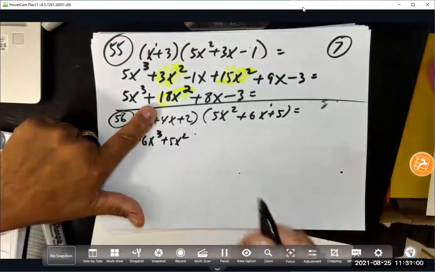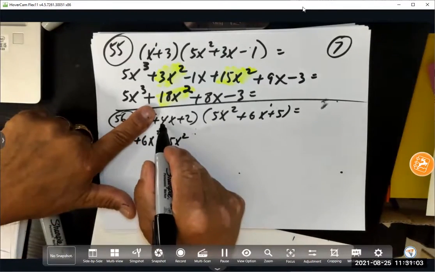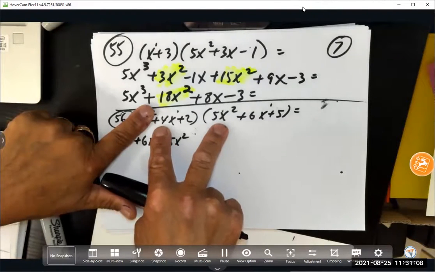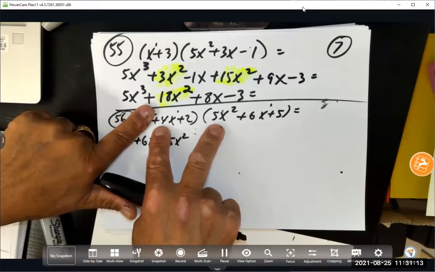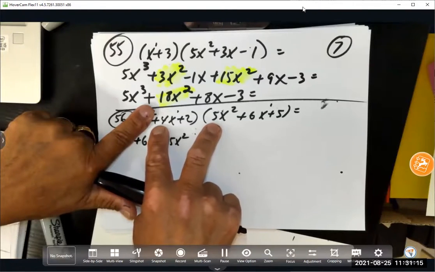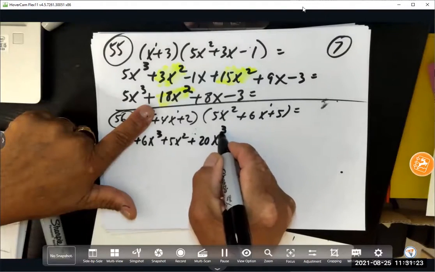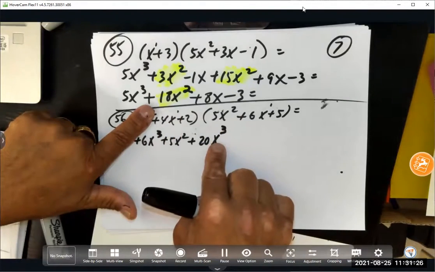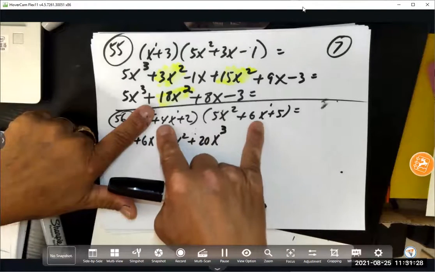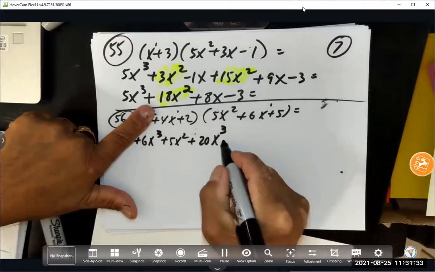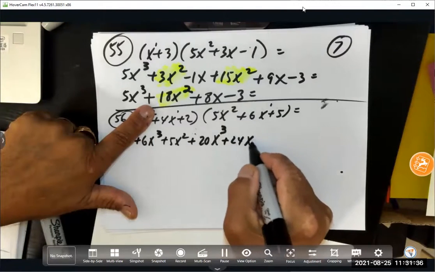Okay. Now I'm going to go to the middle number. Ready? 4x. This is a 1 right here. Times 5x squared. What do you think that's going to be? 4 times 5, my bad, 20. There you go. Plus 20, and somebody said x to the power of 3. Is that right? 1 and 2 is 3. That's right. Next one. 4x times 6x. Now it is 24x squared. There you go. Plus 24x squared.